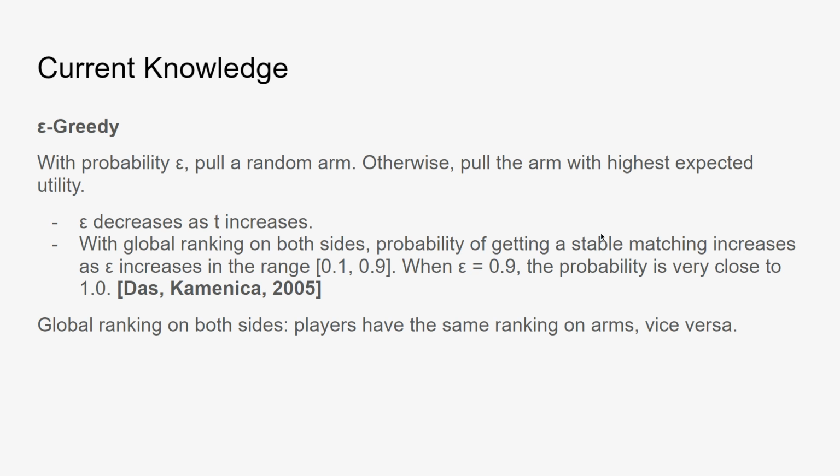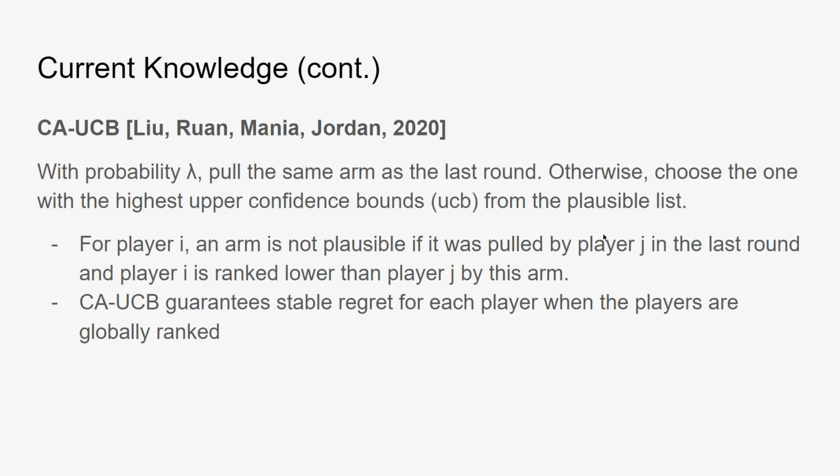For AlphaGreedy, it was reported that with global ranking on both sides, probability of getting a stable matching increases as alpha increases. When alpha is 0.9, the probability is very close to 1.0. Note here, global ranking on both sides means every player has the identical rank list over the arms, and vice versa. An adapted version of UCB1 was proposed in 2020.